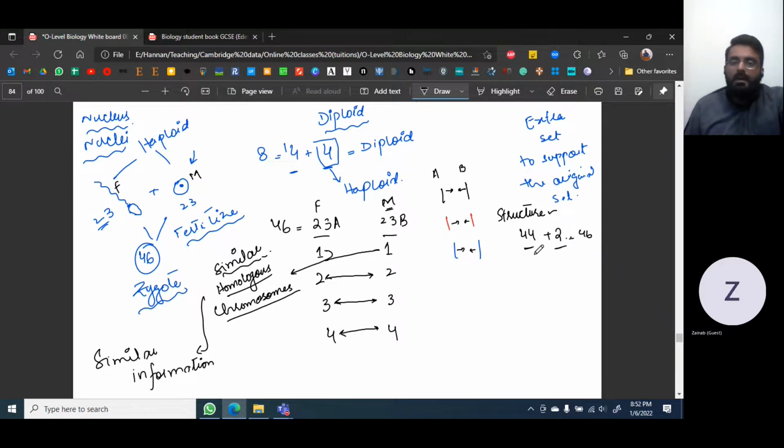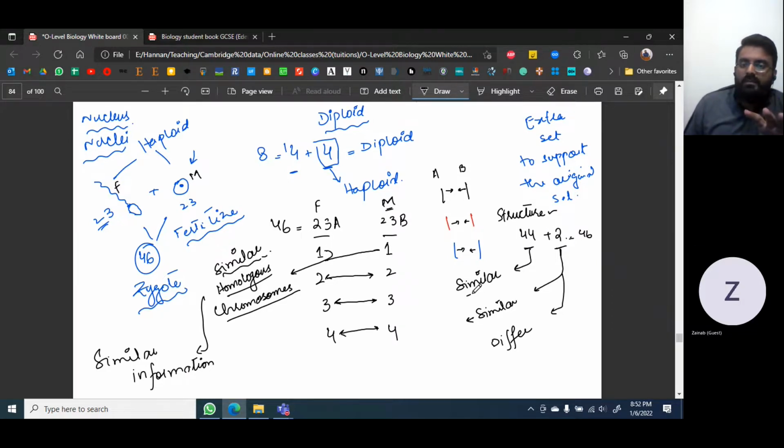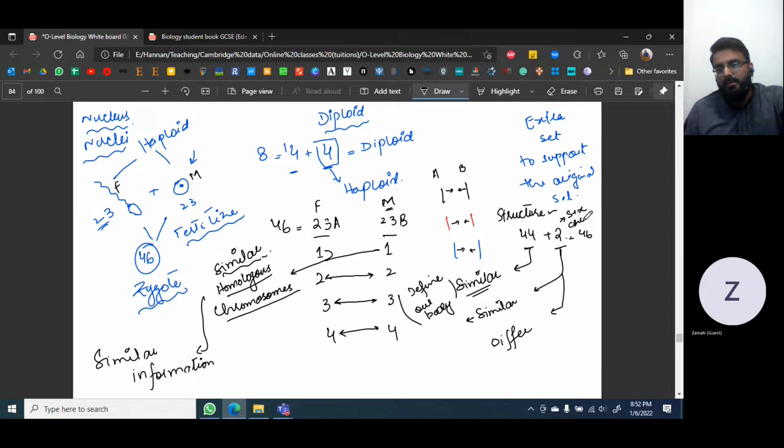The total set is 46, right? 44 chromosomes are similar. The last two can either be similar or they can differ. If they are similar, then leave it. These 44 chromosomes are similar and they define our body. The last pair, which contains the two chromosomes, is known as the sex chromosomes. The sex chromosome is such a pair that it defines our gender, which means that if both are the same, then it would create a female, and if both are different, then it would create a male.